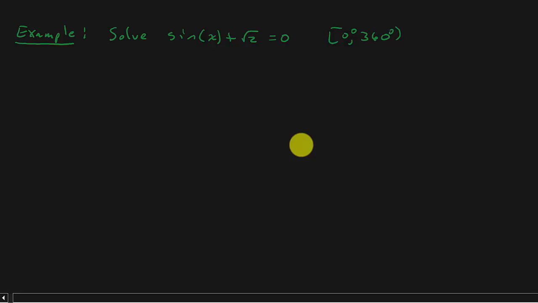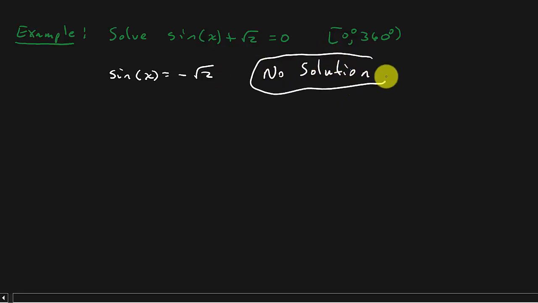All right, so let's solve it. So I got to get the sine function by itself. So I get sine x is negative square root of 2. And man, let me tell you, I like these problems right off the bat. There it is. No solution.